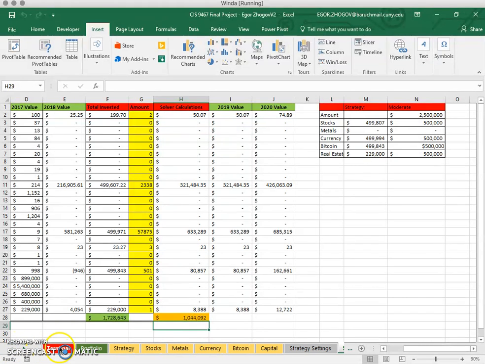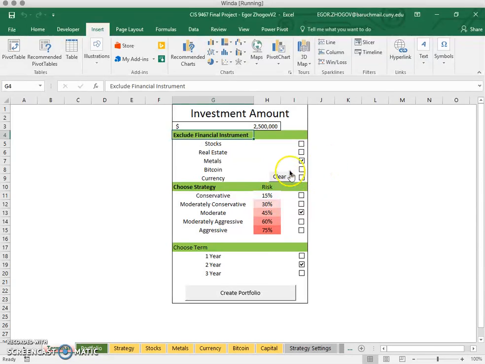The last piece that I would like to go over in this presentation is this little clear button. If you excluded one of these instruments earlier but now would like to put it back, you just have to click clear, and now the metal is back in. So if we go into create a portfolio again, it will actually include the metals there as well.